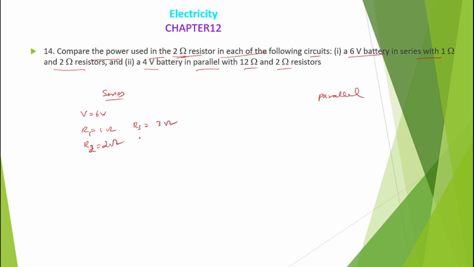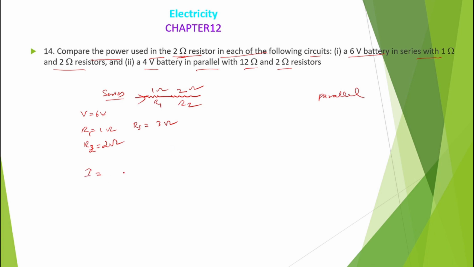Correct? So he is having 2 resistors in series. So this is 1, this is 2. So 1 ohm, 2 ohm, R1 and R2. So the current flowing is the same. Correct? Then we have to calculate.